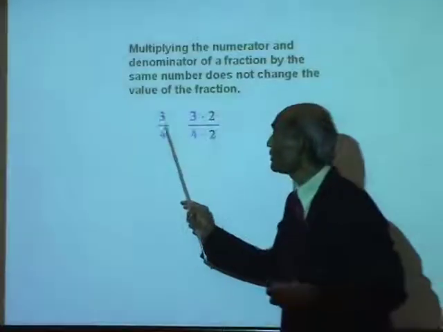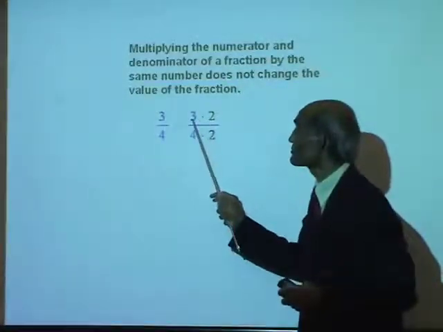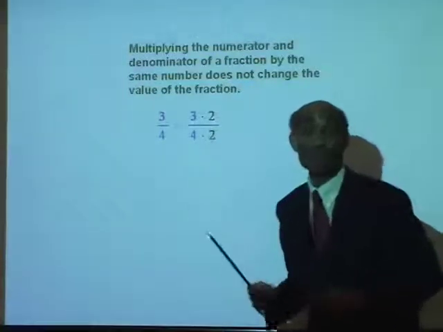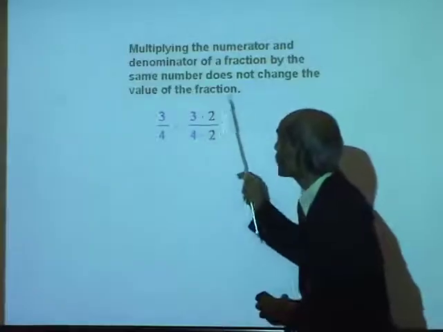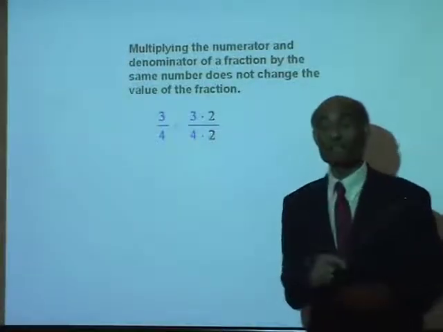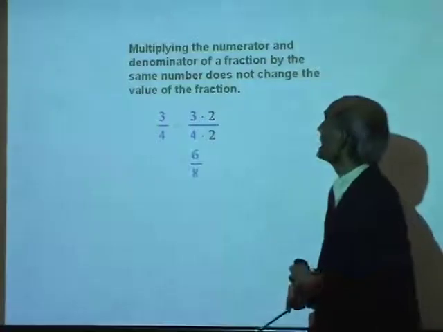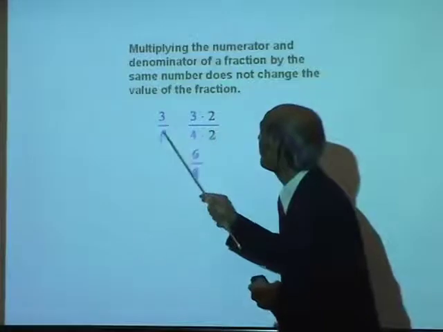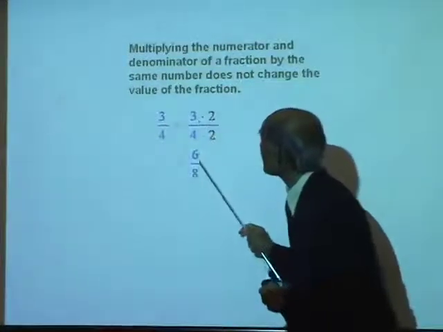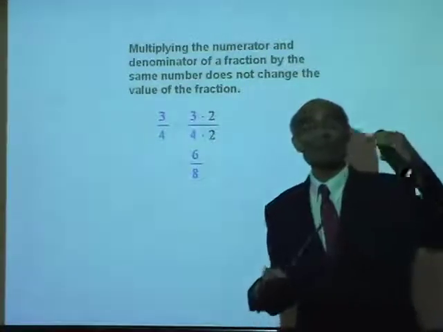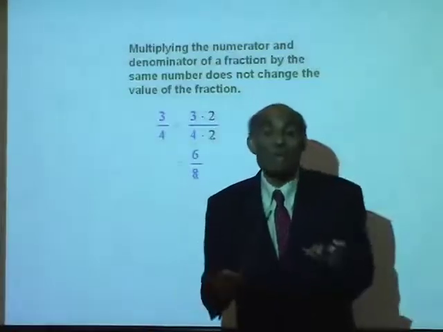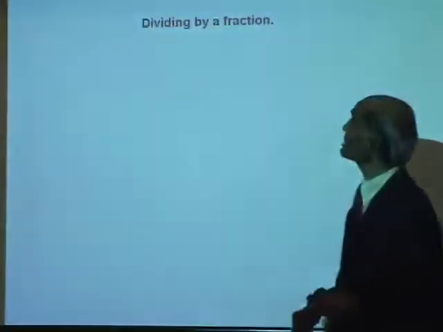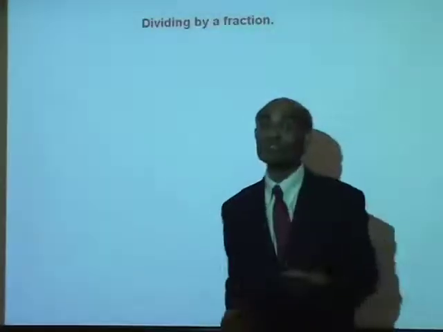For example, 3 over 4 can be written as 3 times 2 divided by 4 times 2. If you don't want it, you can simply cancel those common 2's. But there is an advantage in doing it at certain times, so we will practice this. In other words, 3 over 4 is the same as 6 over 8. You can multiply the numerator and denominator of a fraction by the same number without changing its value. We will practice this as we go on.